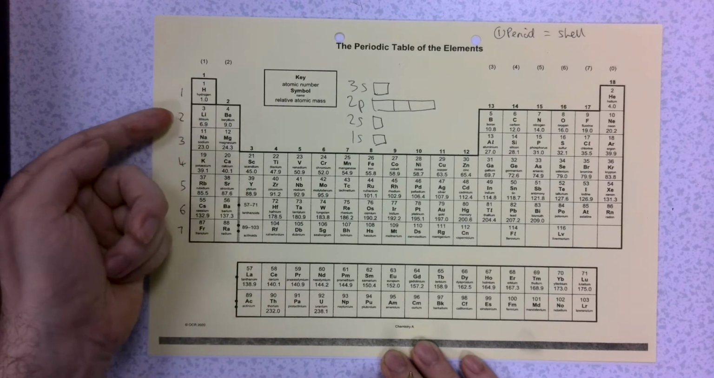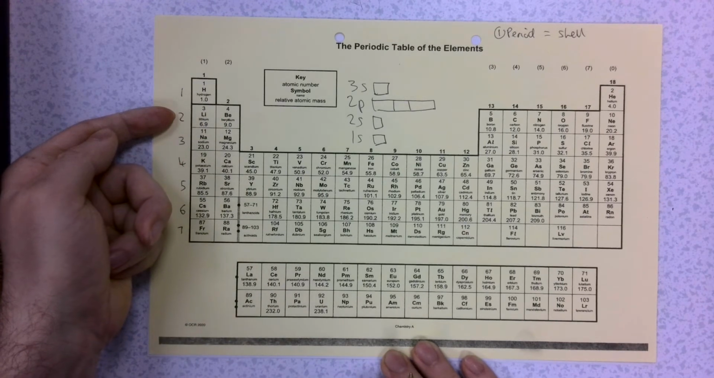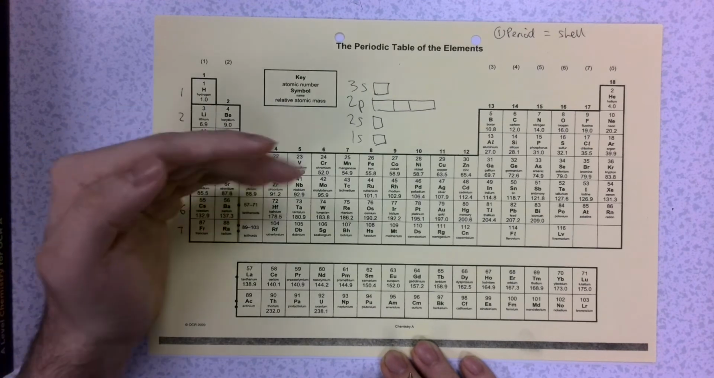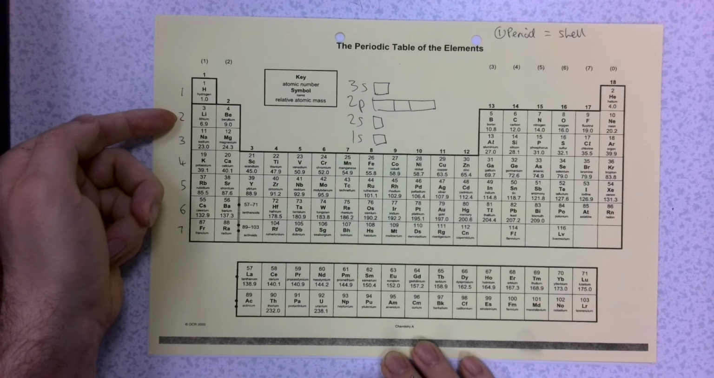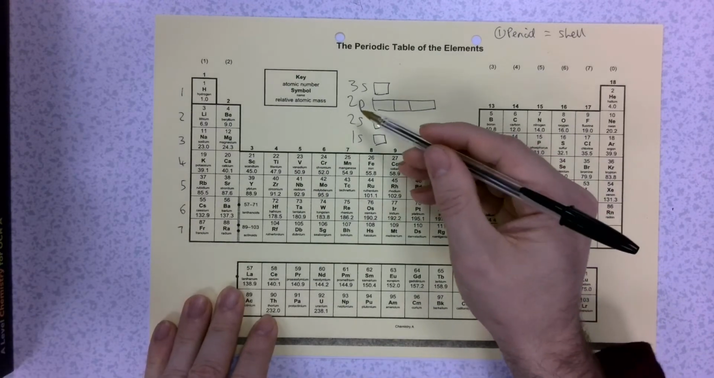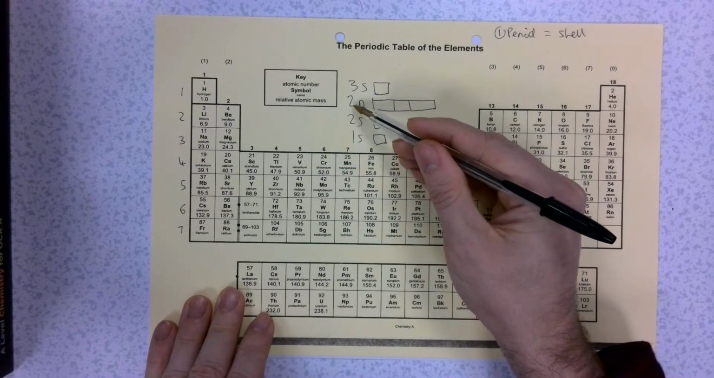So beryllium is in period 2. That tells me that beryllium's outermost electron, its highest energy electron, is in shell 2. So I know it's going to be somewhere here.